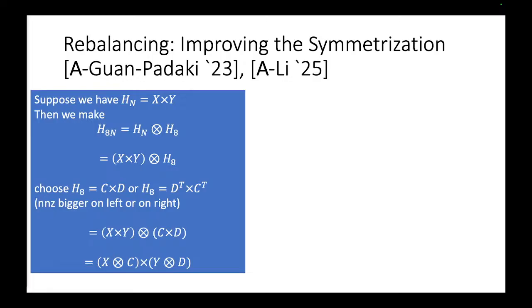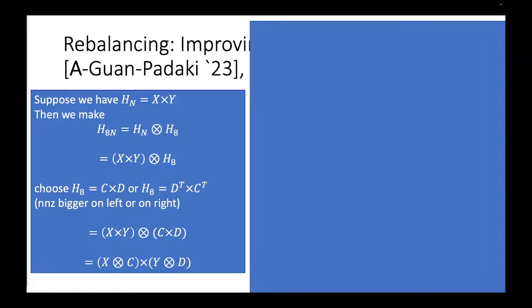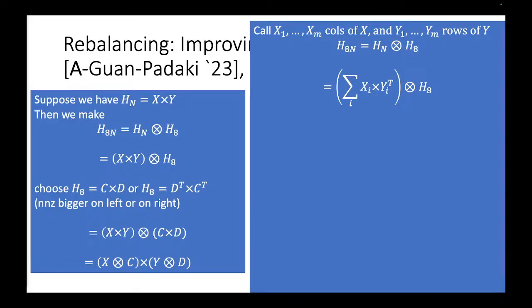So we're going to do something just a tiny bit more fine-grained than this. We're going to take our current circuit x times y, and break it up into the different columns of x and the different rows of y. So I'll call them x1 through xm and y1 through ym. So our current circuit looks like this. It's the sum over all i of xi times y transpose, Kronecker h8. And now I'm going to move the Kronecker product with h8 into the sum. So I'll write it like this: sum over all i of the xi times y transpose Kronecker with h8.